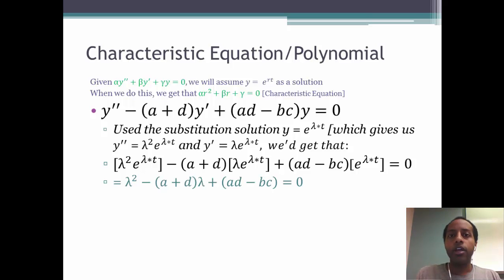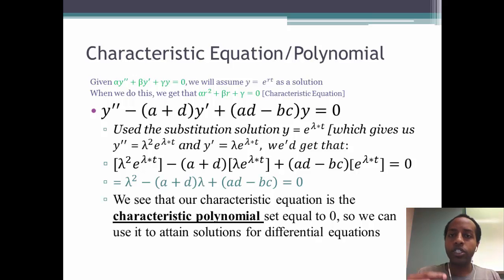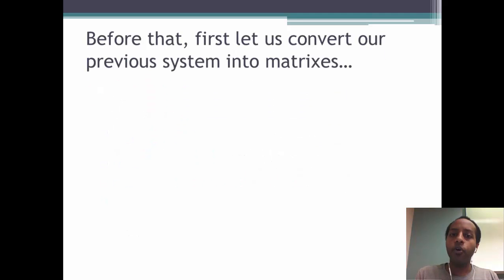Of course, as we see here, the characteristic equation turns out to be the characteristic polynomial set equal to 0. So with this information, we know we can identify a characteristic equation as a characteristic polynomial. So we can use this to attain solutions for differential equations.